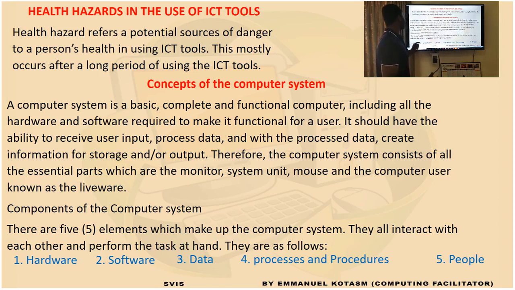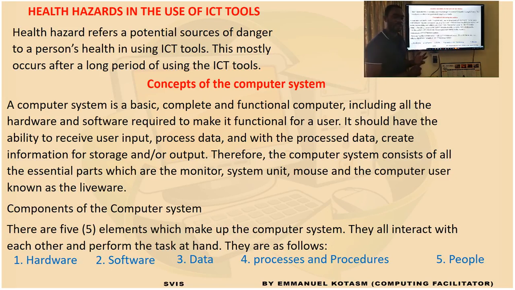So we said components of the computer system. There are 5 elements which make up the computer system. They all interact with each other and perform the tasks at hand. They are as follows. We have the hardware. And we said the hardware is the physical component of the computer that you can see and you can touch. An example is the keyboard.